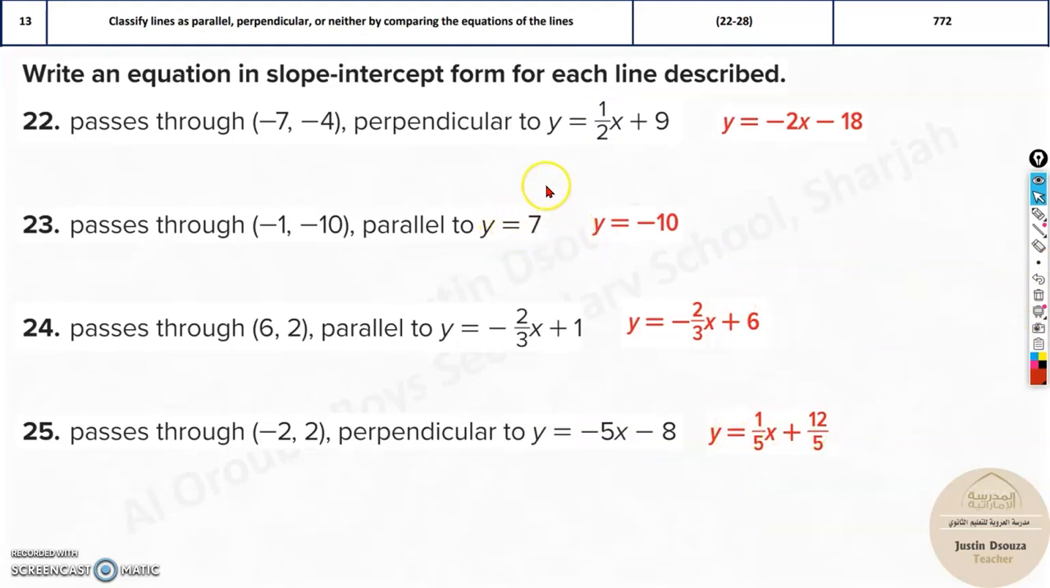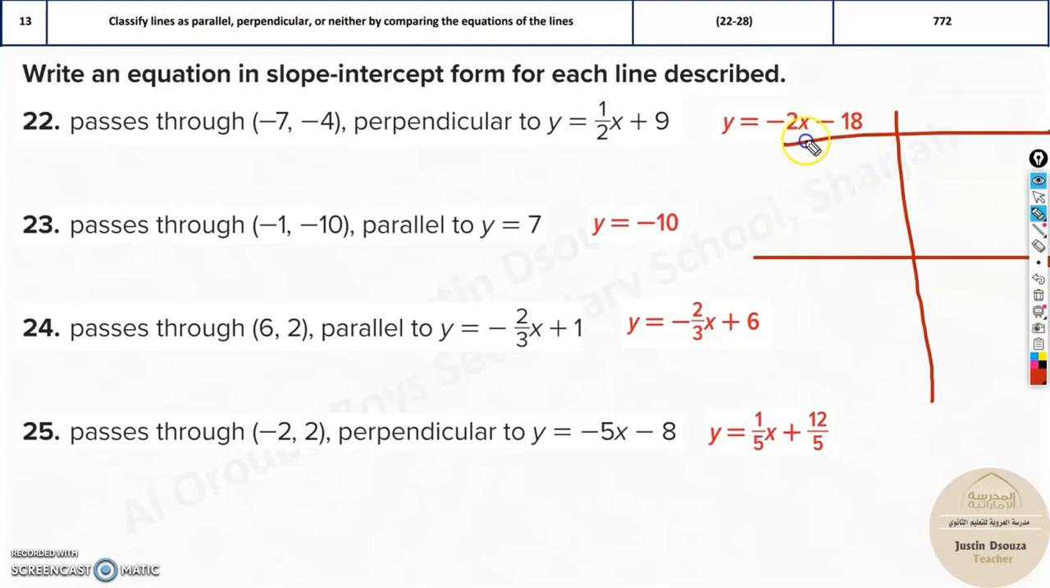Now over here, there is no slope, it is just a y value, and that's why it's very simple. Now look at this, y is equal to 7. What does that mean? If you have the graph, y equals 7 is a straight, flat, horizontal line. Now we need to draw a line parallel to this, which passes through the point x is minus 1 and y is minus 10. So minus 10 must be the line.